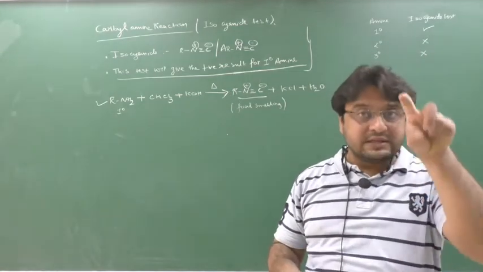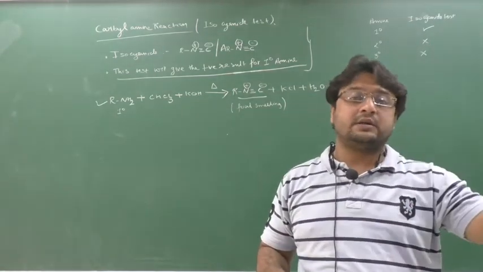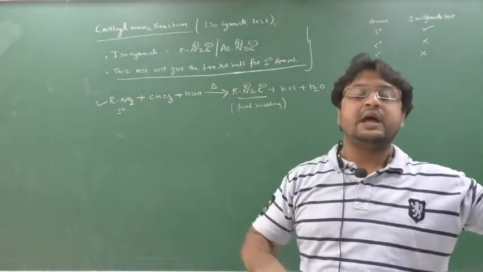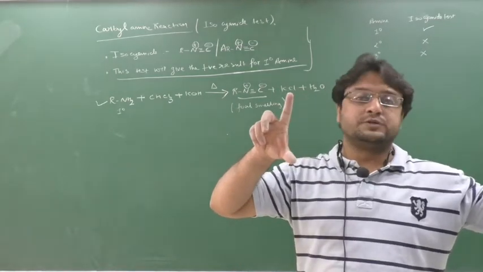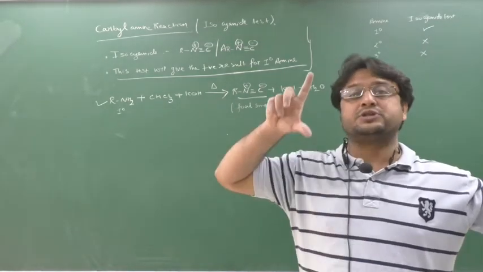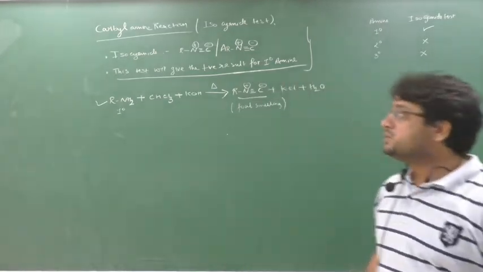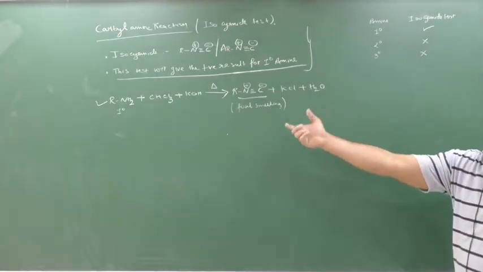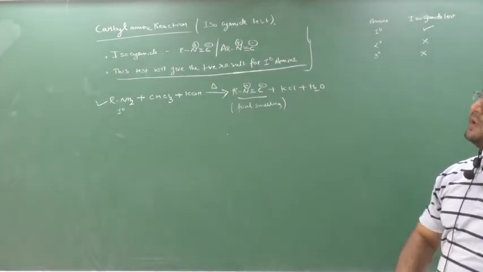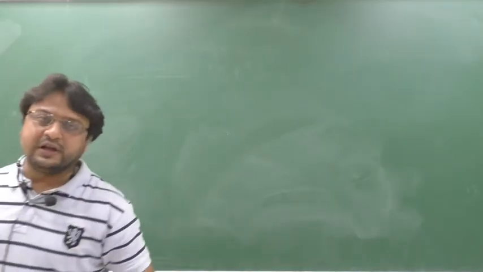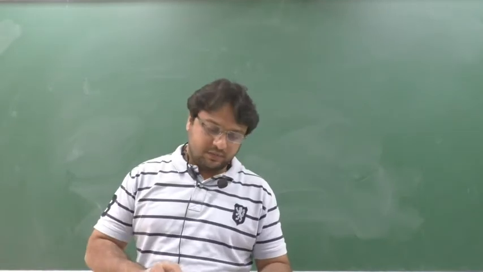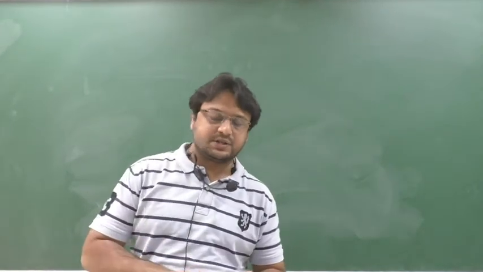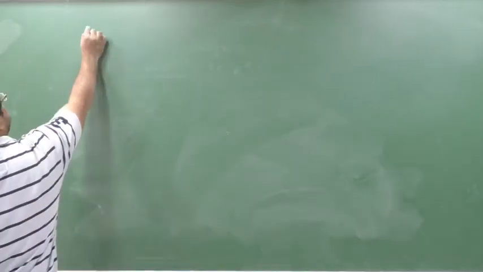So test tube B has the foul smell on reaction, which means test tube B has the 1 degree amine, and in test tube A there is no foul smell, which means it has not done the reaction. So it will always generate a foul-smelling compound, which is known as an isocyanide, and that's why it is also known as the isocyanide test. So, is that clear? Now we will see the mechanism of the isocyanide test.